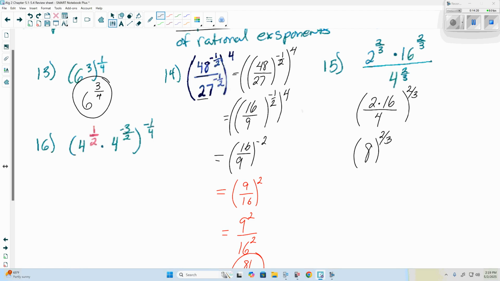Now the 2/3, the 3 on bottom says that we're taking the cube root. We're trying to find a number that times itself 3 times is 8. That's 2. And then we would square it to give us 4. Not all of them will simplify nicely, but some do. This one did. Gives us 4.